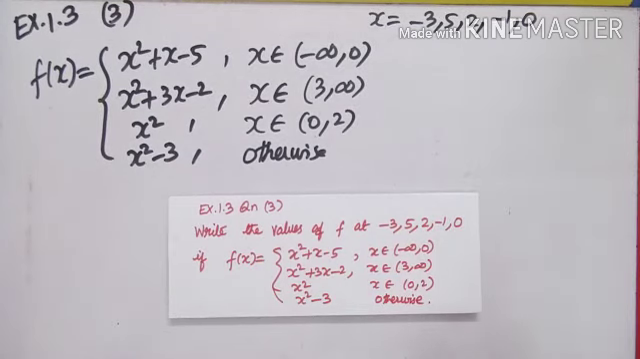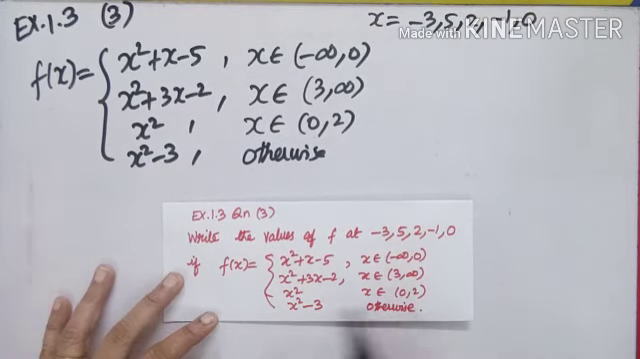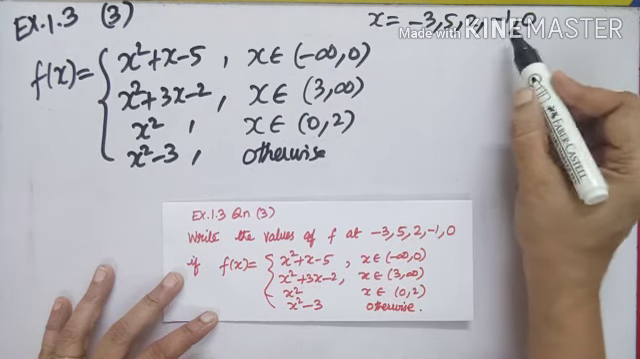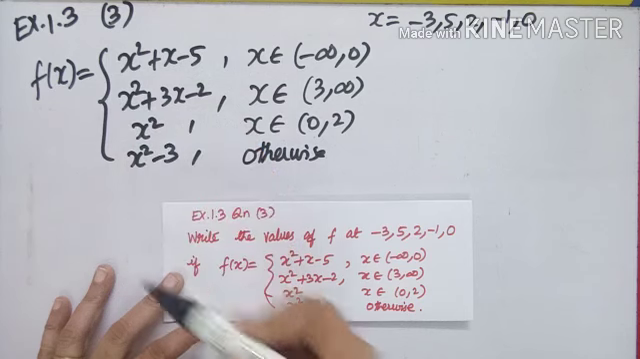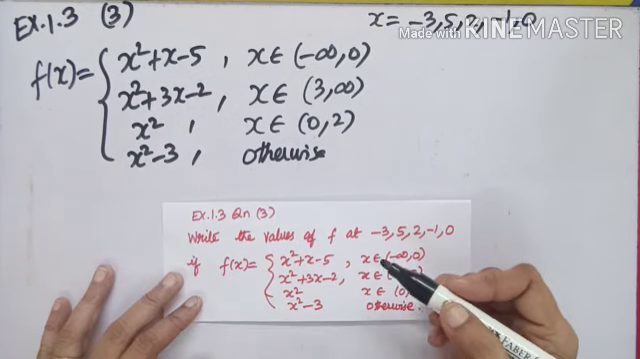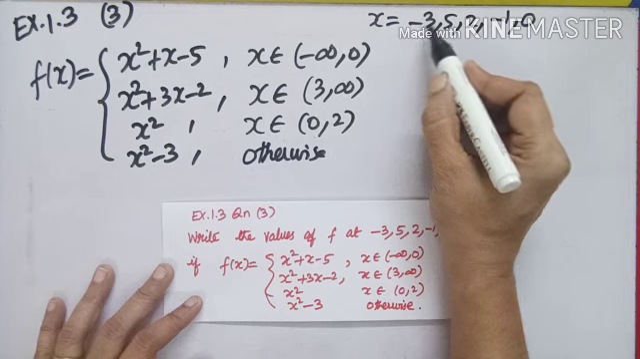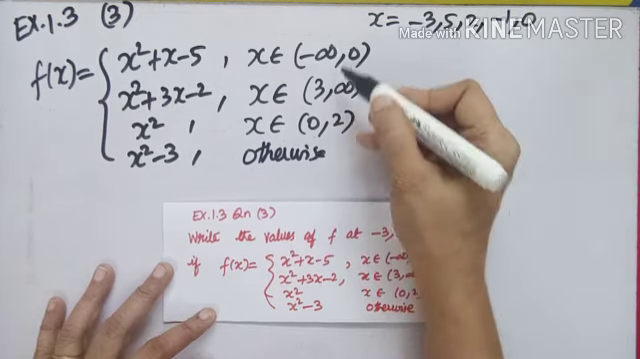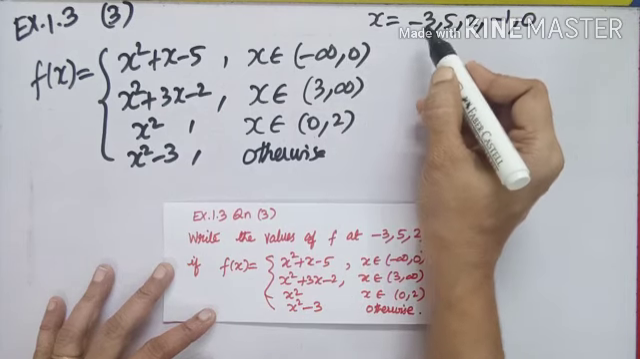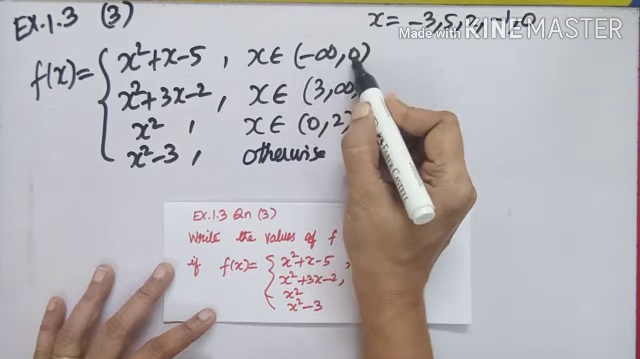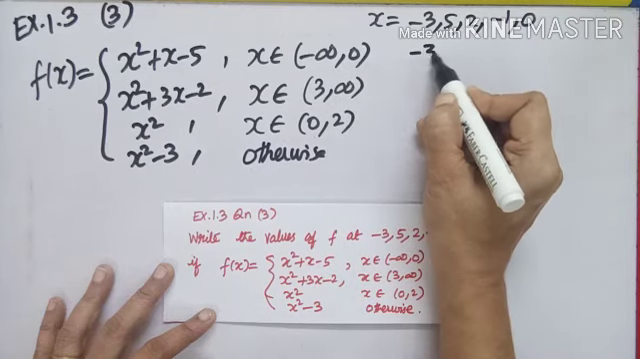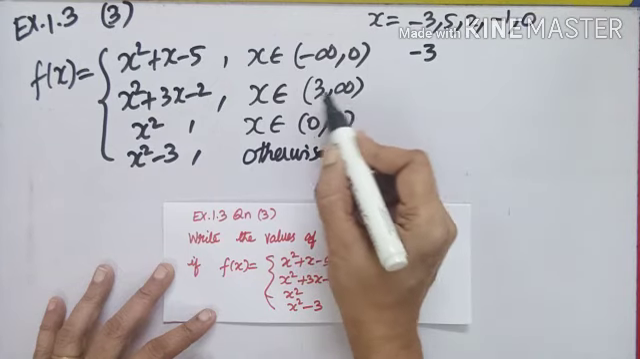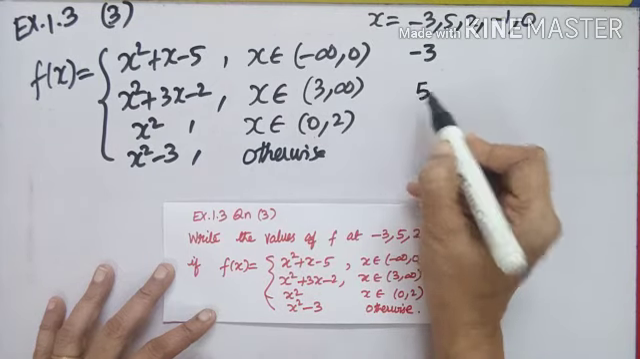Exercise 1.3, question number 3. Write the values of f at these values -3, 5, 2, -1, 0, given f of x like this. First of all, let us find out where these x values will fall. -3. Out of these intervals, where will -3 come? It is from -infinity to 0. So, -3 will come here. 5 will be from here, 3 to infinity. So, 5 will come here.